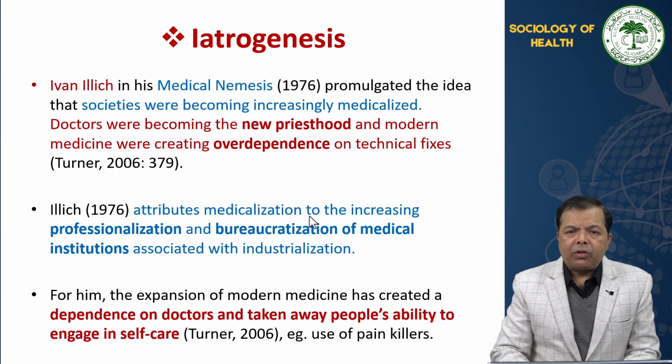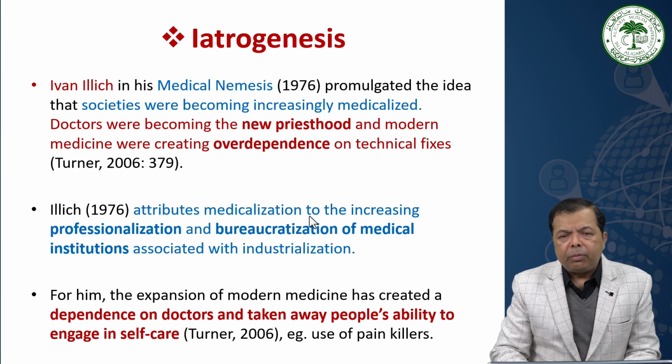Now we will talk about iatrogenesis as talked about by Illich. Illich, in his book Medical Nemesis, promulgated the idea that societies were becoming increasingly medicalized. We can see that the period of 1960s and 70s, we have already studied that the biomedicine and biomedical approach was becoming very popular. We have studied this in multiple lectures. So, Illich says that societies were becoming increasingly medicalized. Doctors were becoming the new priesthood, and modern medicine was creating over dependence on technical fixes.